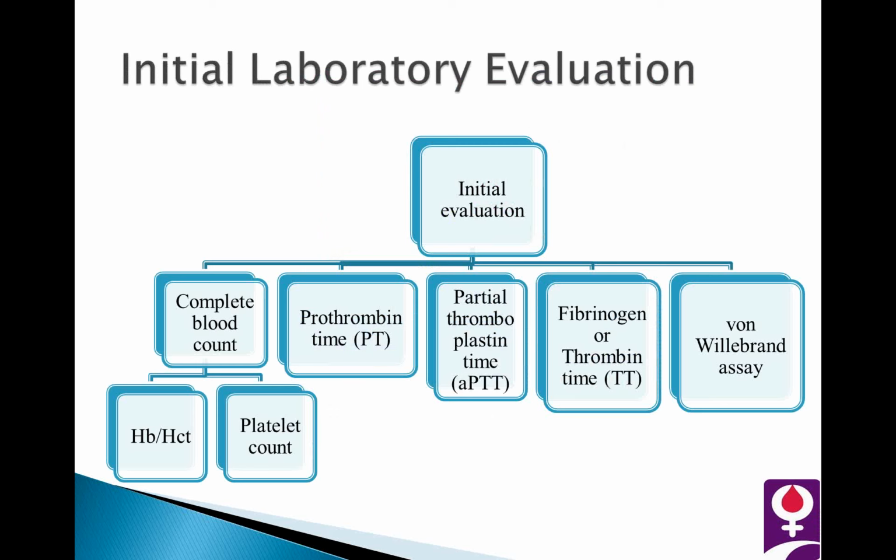Well, once we have gained our history, it is extremely important for us to consider not only a physical examination and outward signs of abnormal bruising or petechiae, but we also will likely proceed with a laboratory evaluation. And the initial evaluation typically includes a complete blood count, which involves a hemoglobin, a hematocrit, and a platelet count, a prothrombin time, a partial thromboplastin time, a fibrinogen, and a von Willebrand assay.